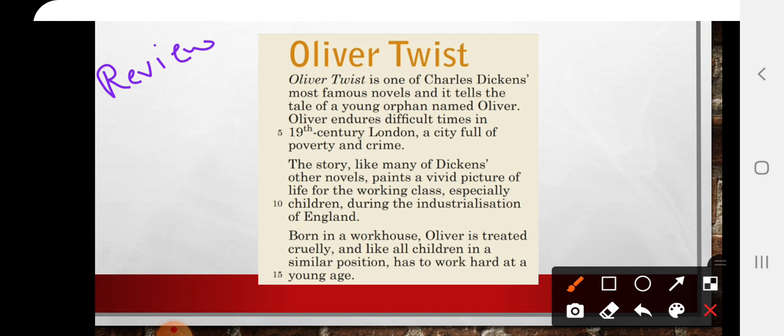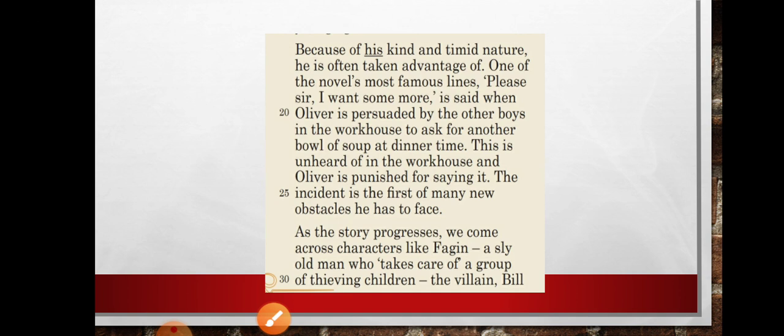Oliver Twist is one of Charles Dickens' most famous novels, and it tells the tale of a young orphan named Oliver. Oliver endures difficult times in 19th century London, a city full of poverty and crime. This story, like many of Dickens's other novels, paints a vivid picture of life for the working class, especially children, during the industrialization of England. Born in a workhouse, Oliver is treated cruelly, and like all children in a similar position, has to work hard at a young age. Because of his kind and timid nature, he is often taken advantage of.